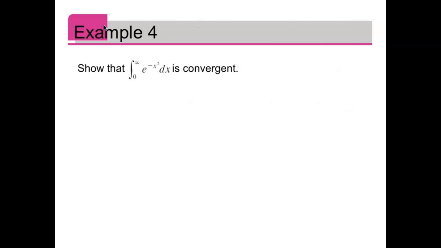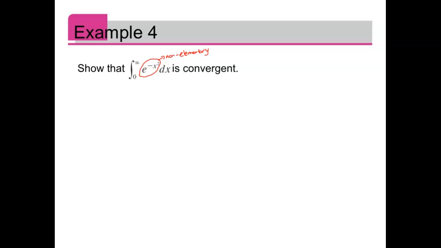And so we're just asked to show that e to the negative x squared is convergent on the interval from 0 to infinity. So they tell us which way to show it. I will tell you that this is non-elementary. So there actually is no way to find an algebraic antiderivative for that one.